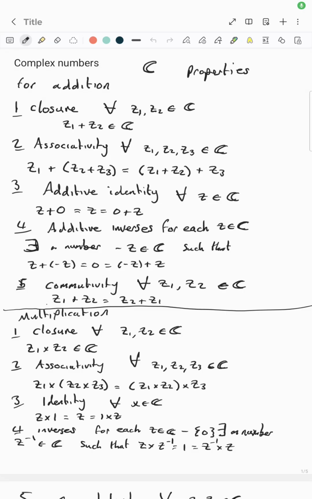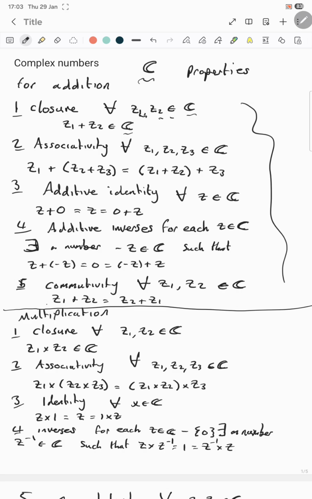This is some of the pure mathematics topics. Now we're dealing with complex numbers. We start with the axioms given here. C denotes the complex numbers, and its properties are: 1, closure. For all Z1, Z2 contained in C, the complex number Z1 plus Z2 is contained within the complex number set.